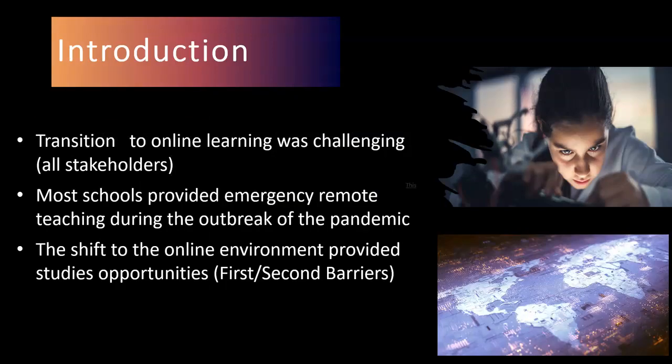Introduction. The educational system was heavily impacted by the pandemic, as suddenly and without warning, the classroom setting was no longer the place for instructing, shifting quickly into the online and digital world of teaching, learning, and communication. That transition to online learning was challenging for students, instructors, administrators, instructional designers, and family members. Most schools provided emergency remote teaching during the outbreak of the pandemic. The shift to the online environment provided study opportunities, such as the journal and the research that I found.